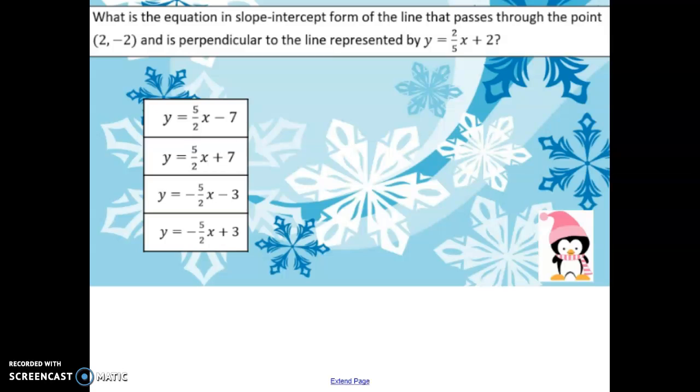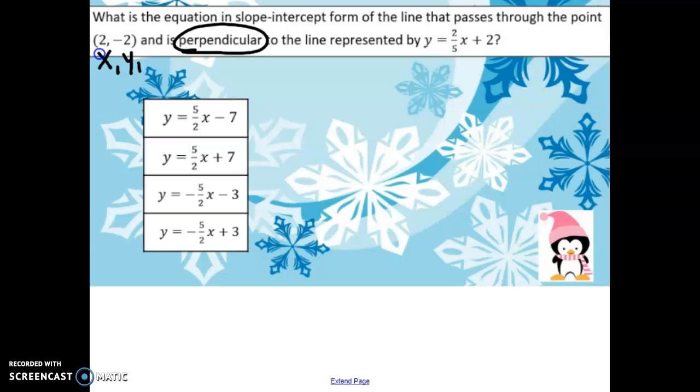So in this problem, we're asked to write an equation that passes through a point. So we're going to label that point x1, y1, and is perpendicular, very important word, to the line represented by this equation over here on the right.